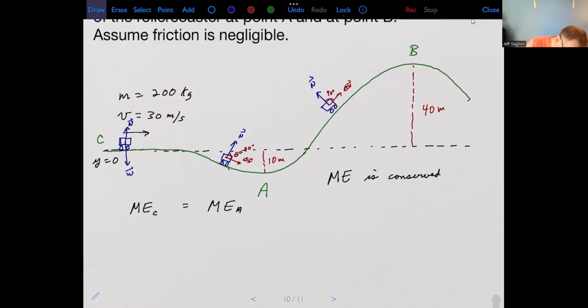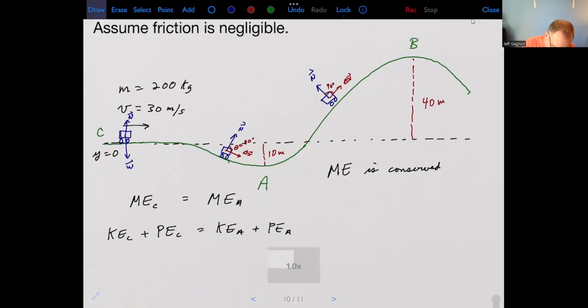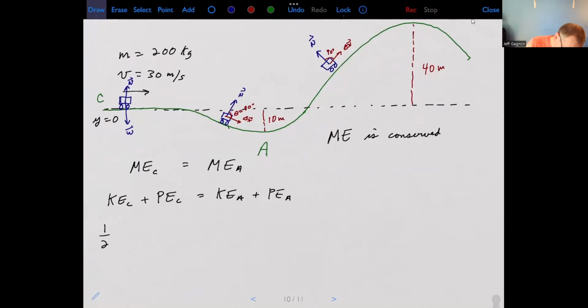Well, remember, mechanical energy is kinetic plus potential. So I can say kinetic energy at C plus potential energy at C has to equal the kinetic energy at A plus the potential energy at A. But remember, kinetic energy is 1/2 m v_C squared, the speed at C squared, plus m g and then the position at C, y_C. That's got to equal the kinetic energy at A, which is 1/2 m v_A squared, the velocity at A squared. And that's what I'm looking for, right? I'm looking for the velocity at A, plus m g y_A.